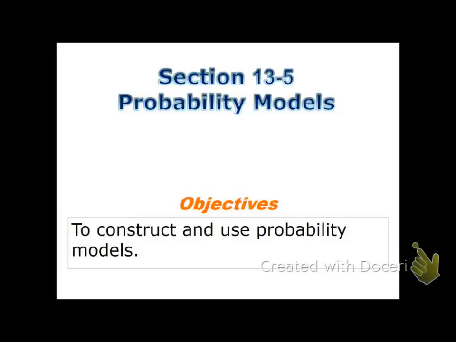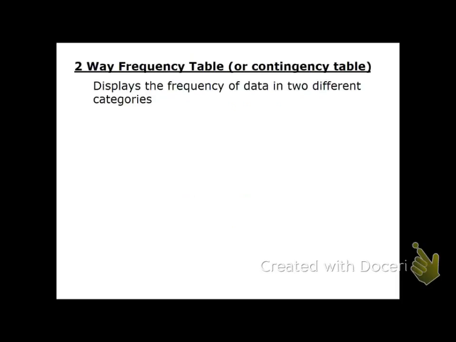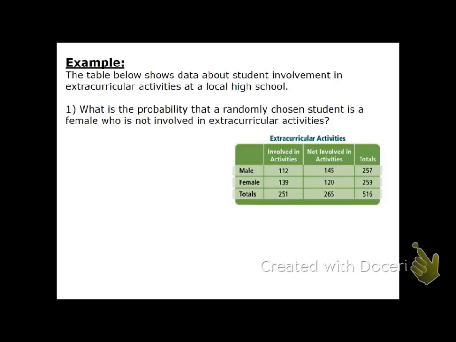13.5 Probability Models. A two-way frequency table displays the frequency of data in two different categories. The table below shows the data about student involvement in extracurricular activities at a local high school.